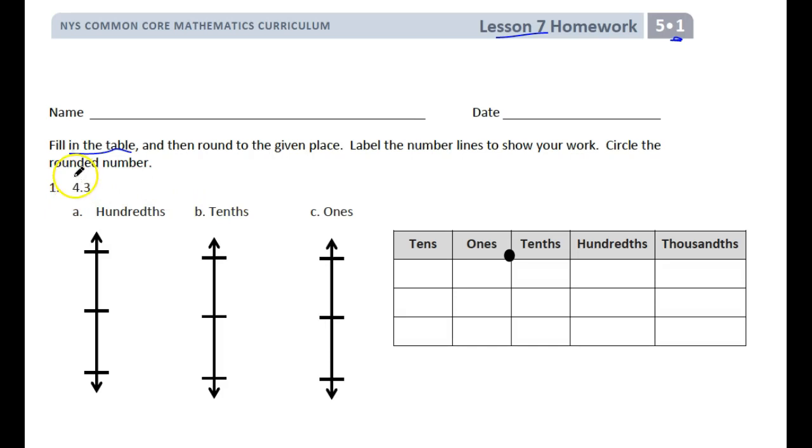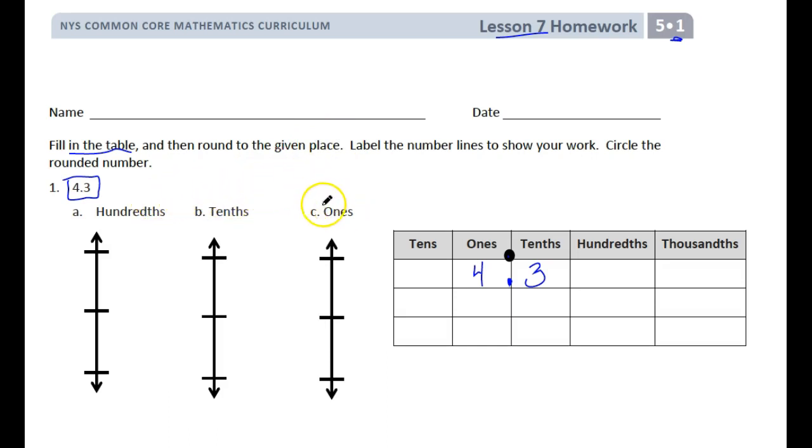So we're going to take this number right here, 4 and 3/10. We know that the 4 is simply 4 ones. Here's that decimal, so we're going to make a new decimal right here. And then we have 3/10. And that's step 1. It says fill in the table and then round to the given place. So we're going to be rounding 3 different times.